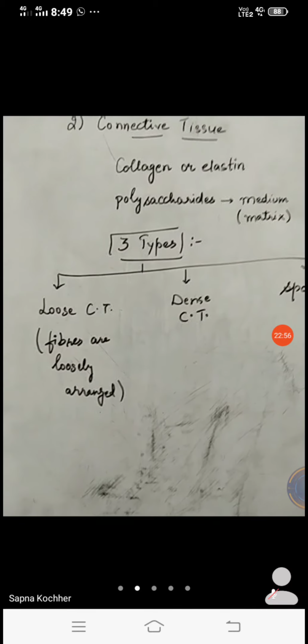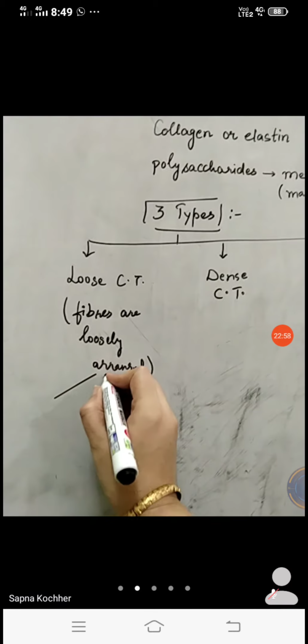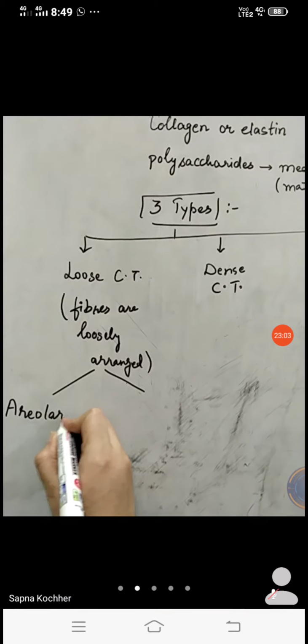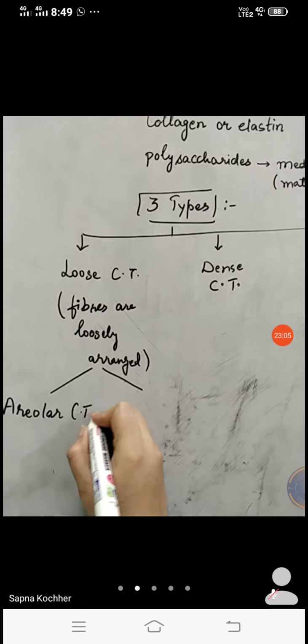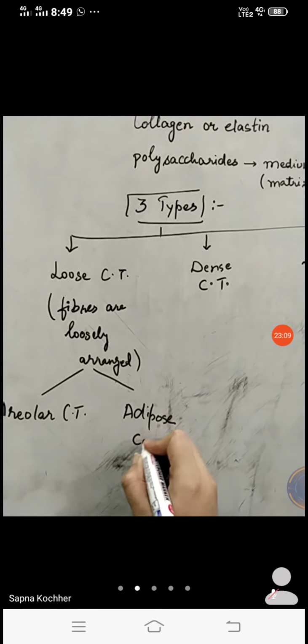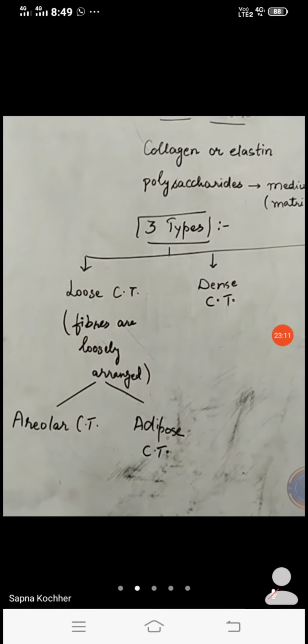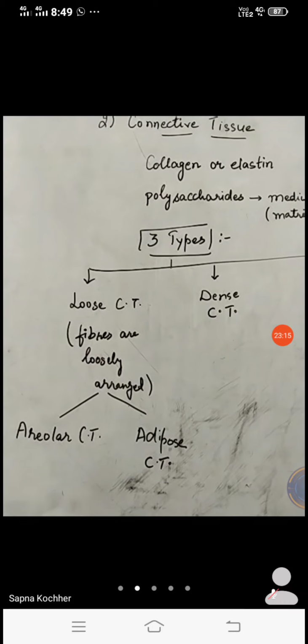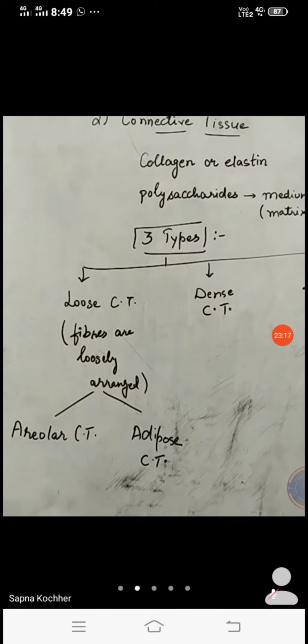Examples of the loose connective tissue: two types of tissues are arranged in this. Number one is the areolar connective tissue, and the second is adipose connective tissue. Fine. We'll be understanding all the parts and the subparts of these areolar as well as adipose connective tissue.